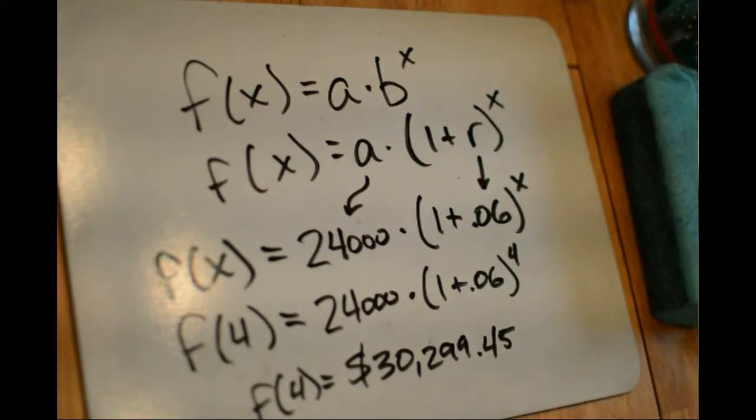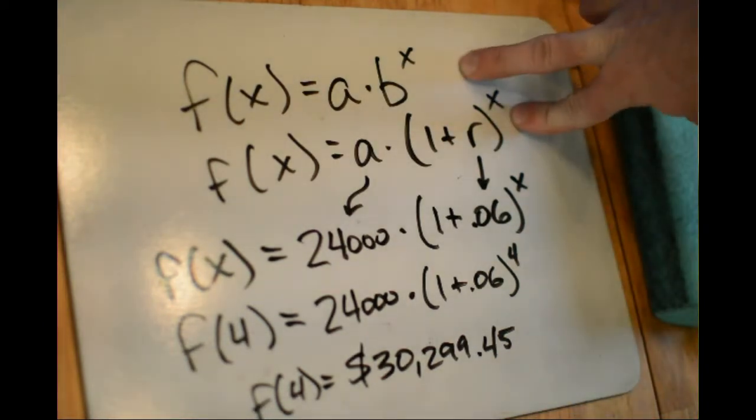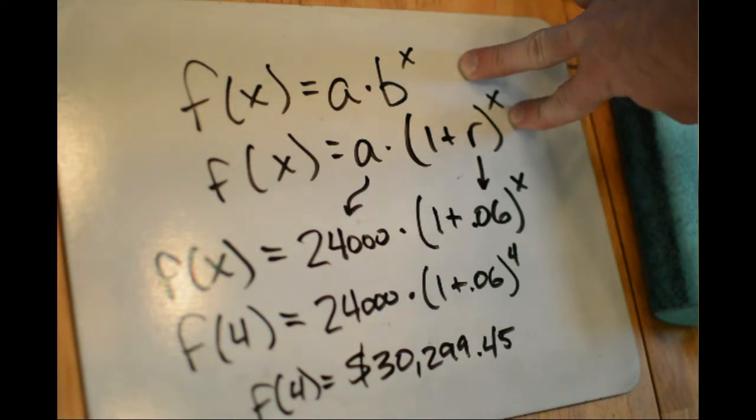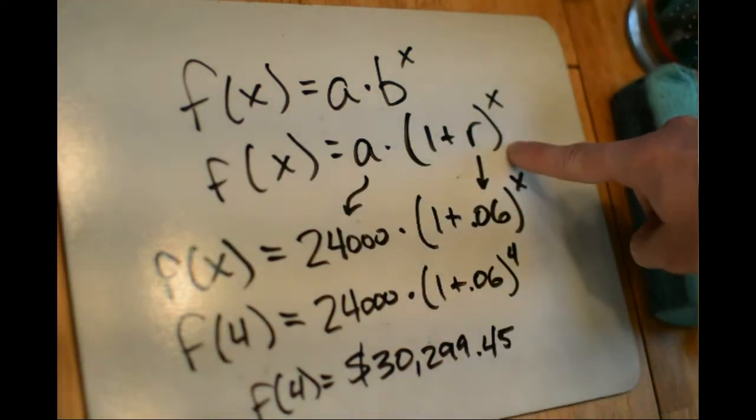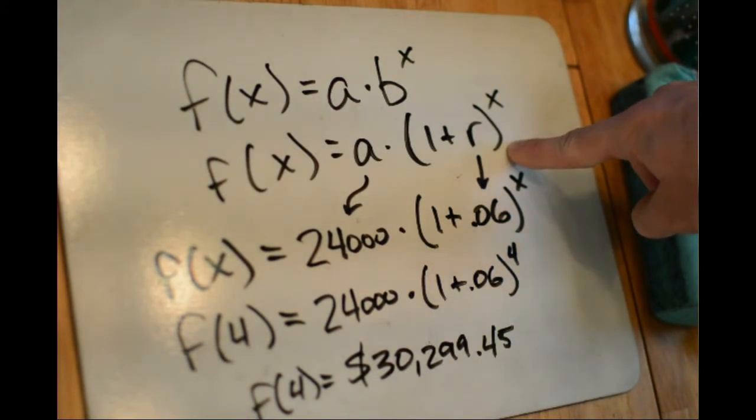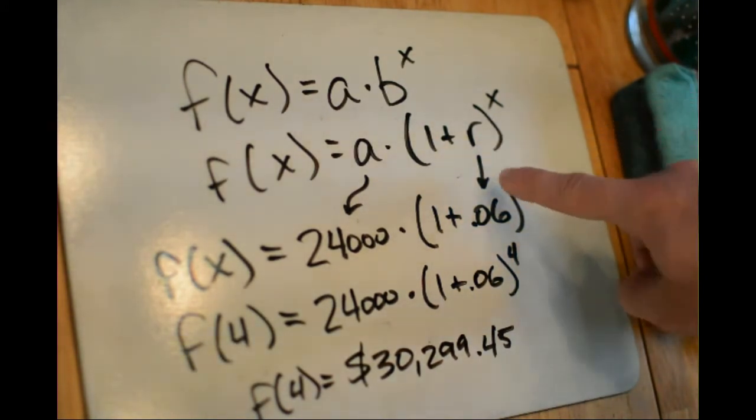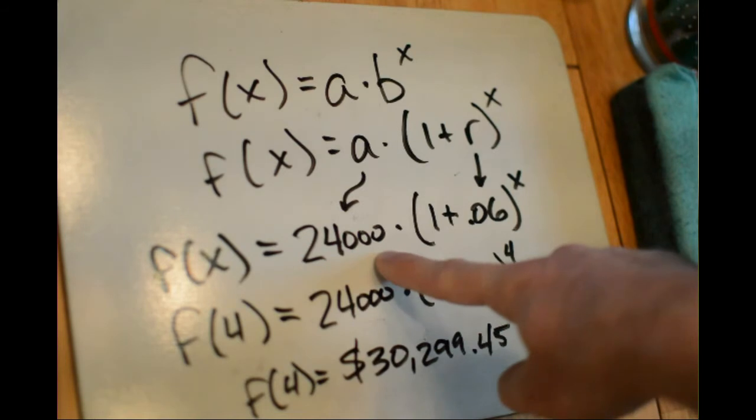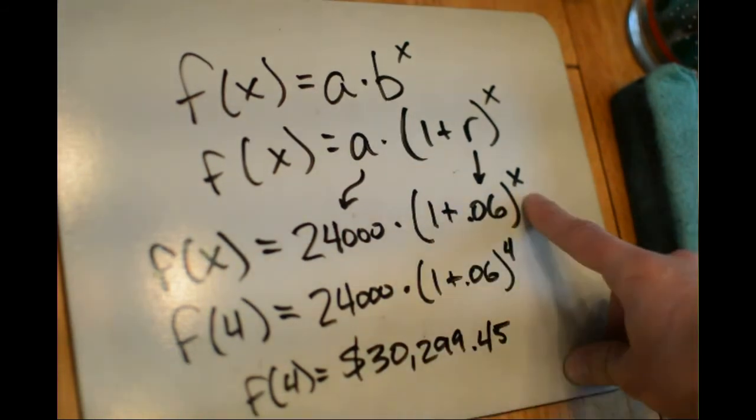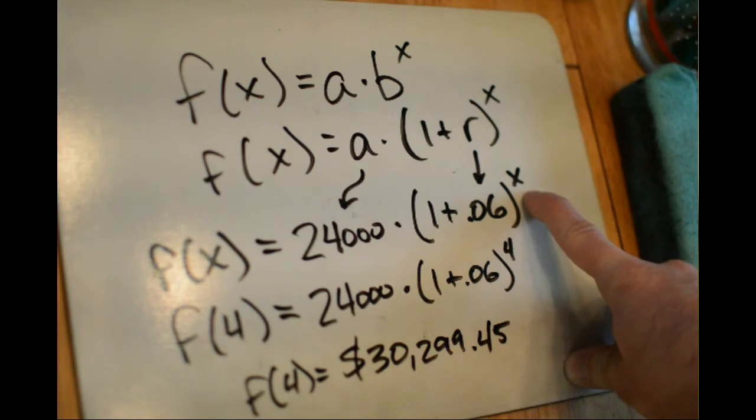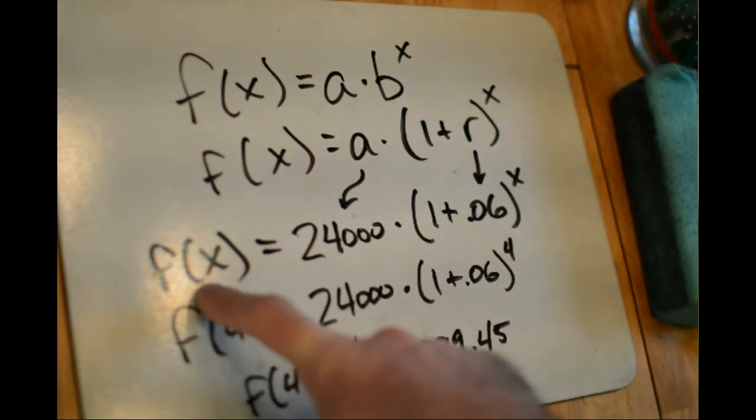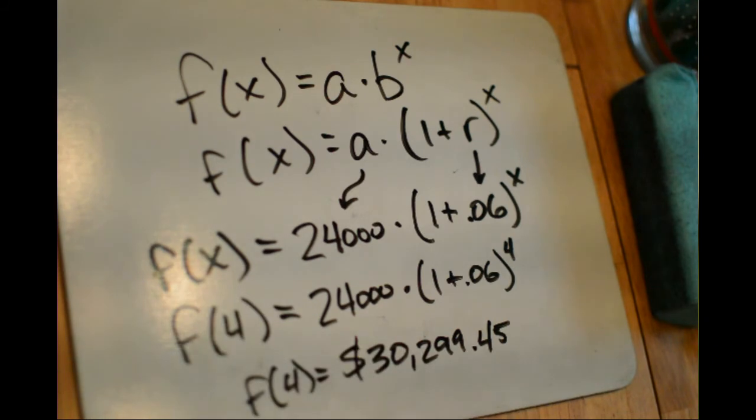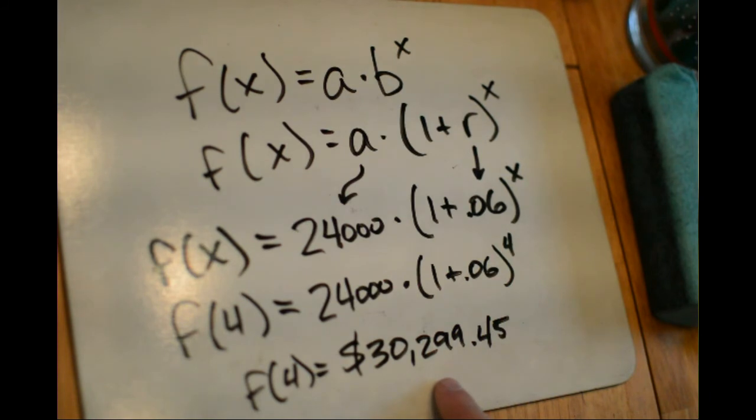So just to recap what we did with this function, we started out with these two forms, a times b to the x and a times 1 plus r to the x. And because this one involved a percent increase, it made more sense to use this form with the 1 plus r to the x. R, the rate, was 6%, so we wrote that as 0.06. And a, the starting value, is 24,000 because that was the initial value for his loan. Now here, x represents the number of years that have gone by, and f of x represents the amount of the loan. So when we wanted to find out what's the balance after 4 years, well, we made x 4 and figured out what the function value is, and it's about $30,299.